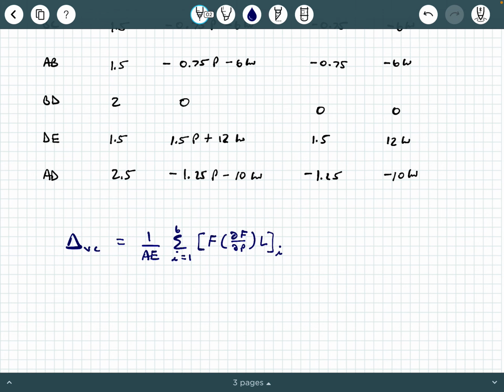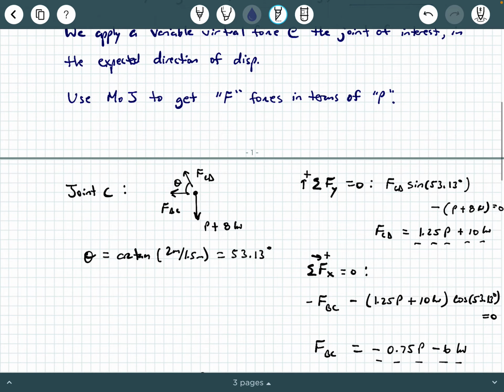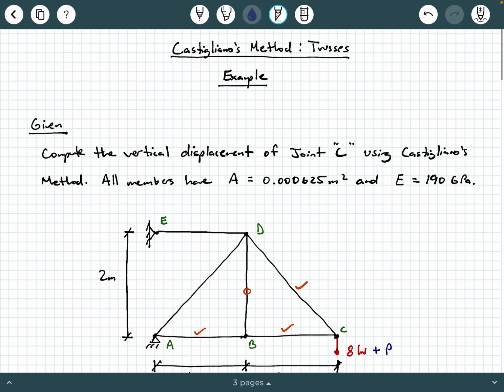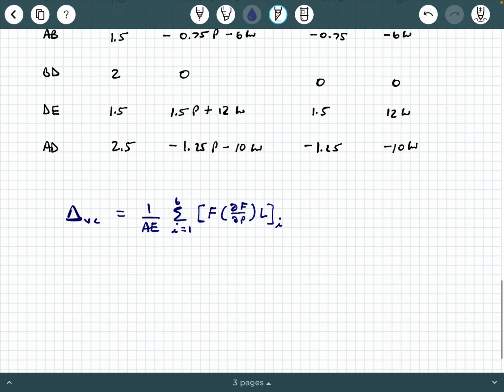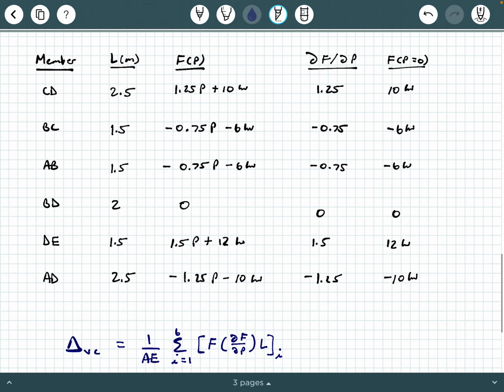Now, let's make sure we understand where this comes from. Why did I pull the 1 over AE out of the summation? Well, in our problem statement at the very beginning, we said A and E are the same for all members, okay? So because all members have the same cross-section area and E value, modulus of elasticity, we can pull that out of the summation. If you have a problem where A or E is different for each member, you can't just pull it all out of the summation like I did here. You need to incorporate an A and an E column somewhere into your table, okay?